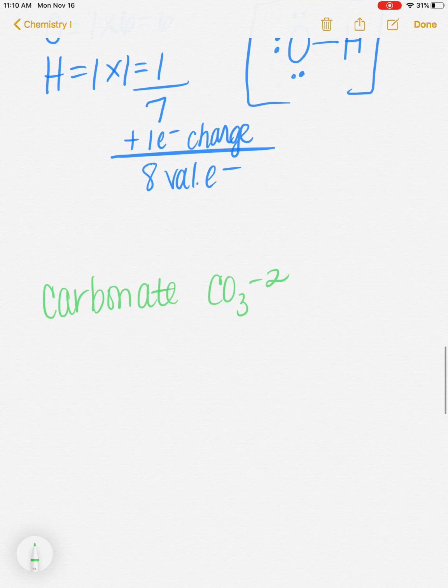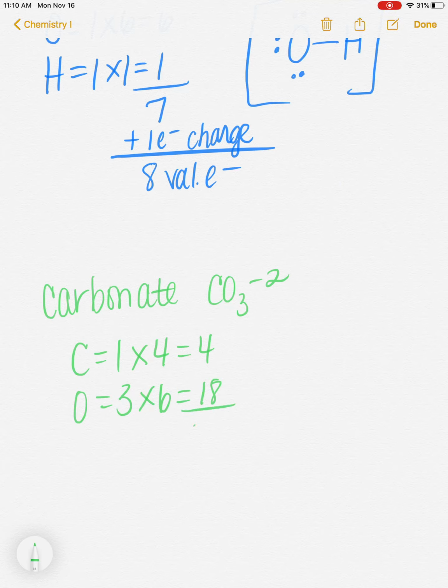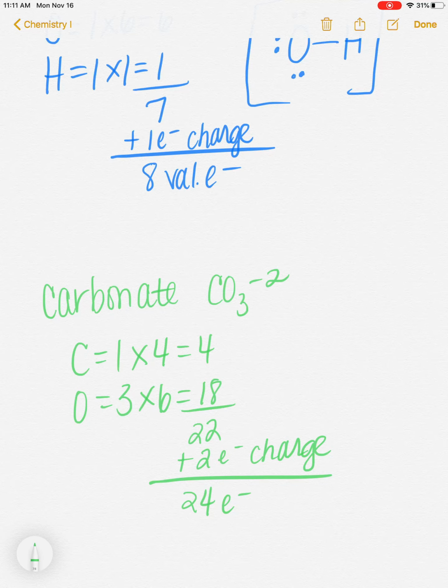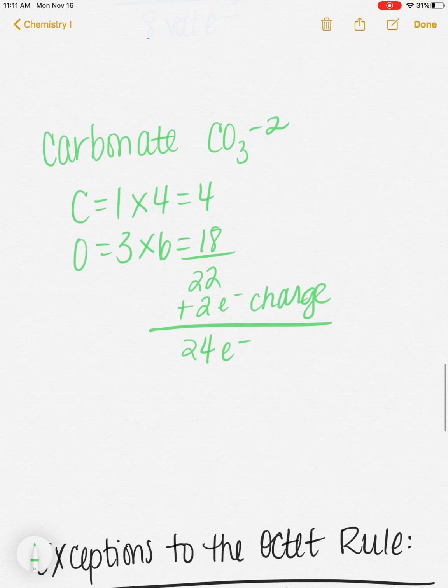All right, another polyatomic ion, carbonate. We've got 1 carbon, 3 oxygens. Each carbon gives you 4 valence electrons. Each oxygen gives you 6. 3 times 6 is 18. 18 plus 4 is 22. I'm going to add on 2 electrons for the charge. So that means 24 electrons total when I've drawn this correctly.